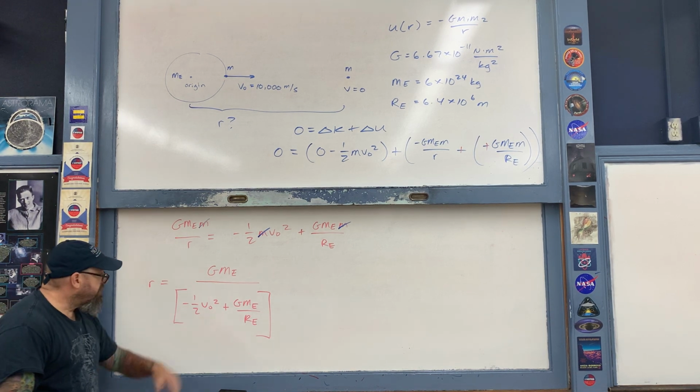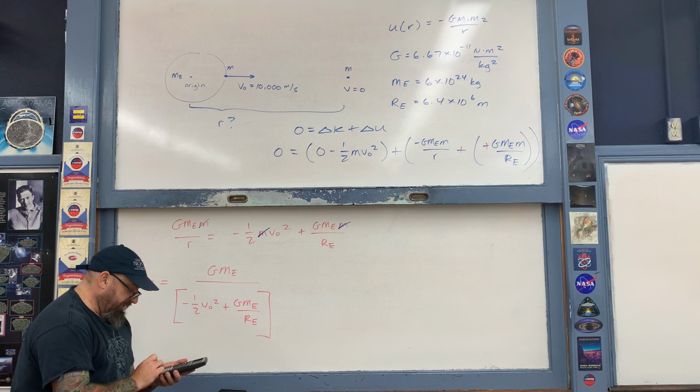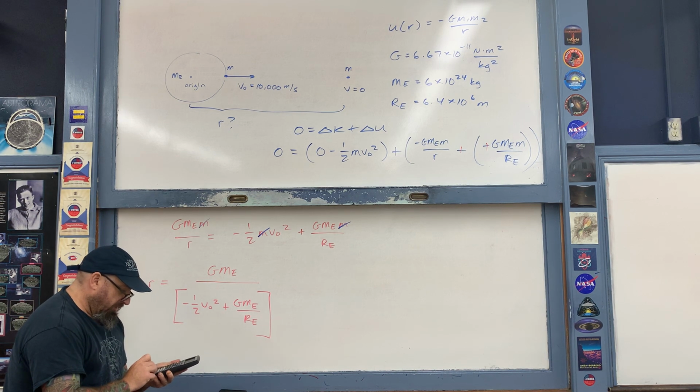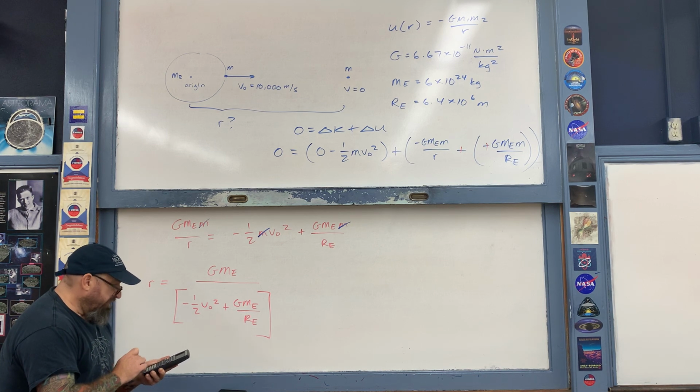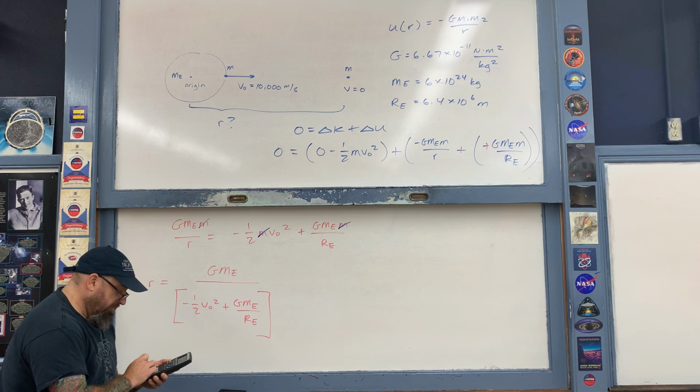Okay, so first of all, I'm going to do the brackets down here in the denominator. So -1/2 times 10,000 squared, and then plus g times the mass of the Earth divided by the radius of the Earth. Okay, put all of that up into the numerator and then multiply by the numerator, so times g times the mass of the Earth.